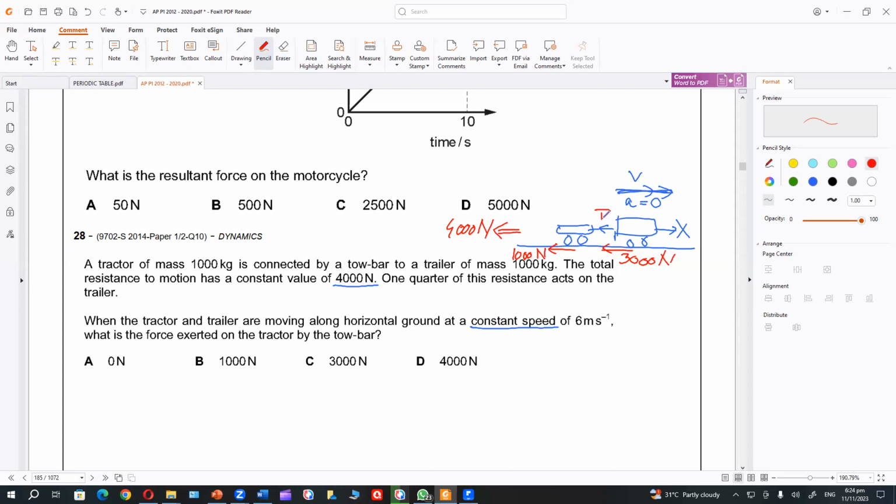This is Newton's third law. Another hint: this question is according to Newton's third law. If something is moving at a constant speed, forward force is equal to backward force. Now the trailer is getting a force from resistance of 1000 Newton. If the trailer is receiving 1000 Newton backward, it must be applying 1000 Newton forward, and that is why it will be applying the same force on the tractor.